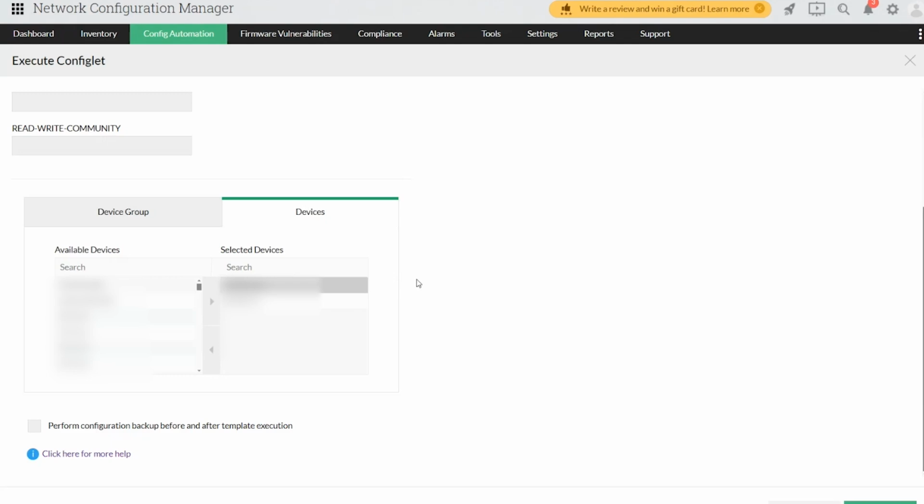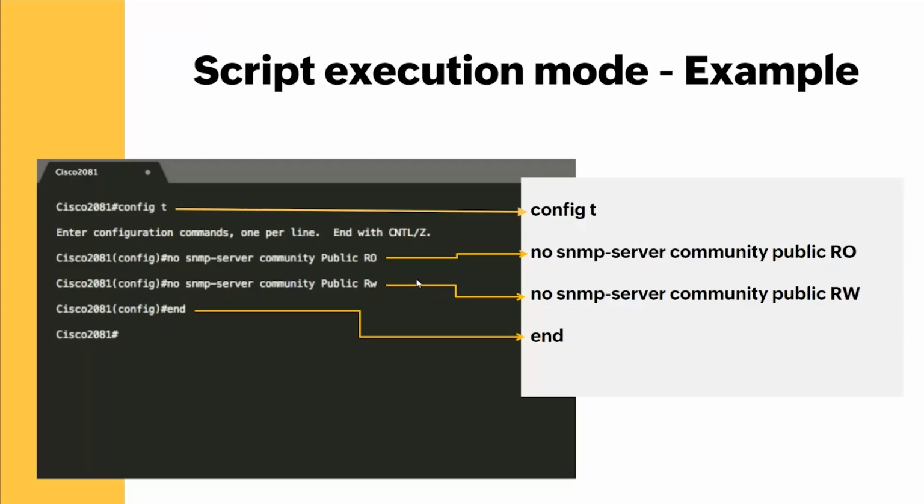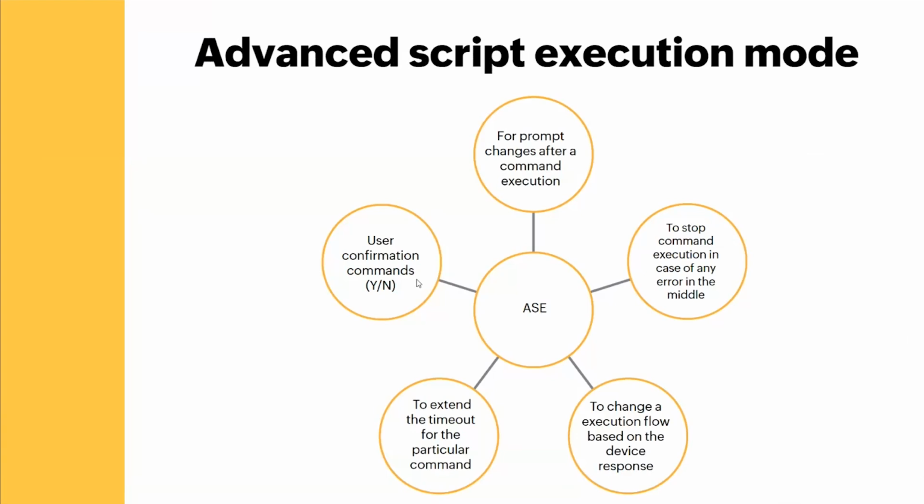Now let's take a look at the advanced script execution mode. This mode is used for specific scenarios, like when there are prompt changes after a command execution, user confirmation commands that require a yes or no, stopping command execution if there is an error in the middle, and changing the execution flow, and so on. Essentially, for these kinds of more complex environments, you would use the advanced script execution mode.